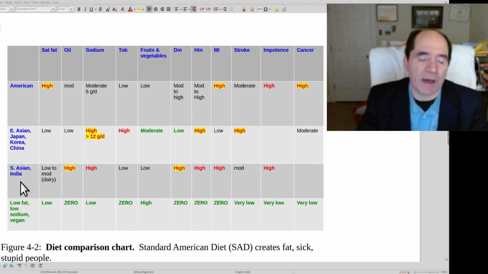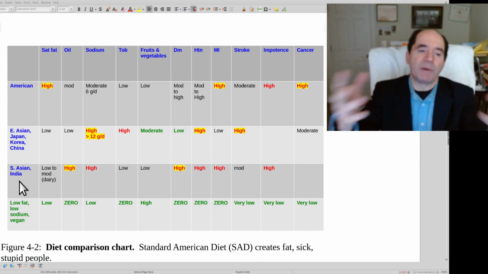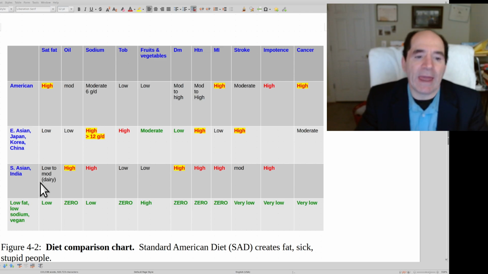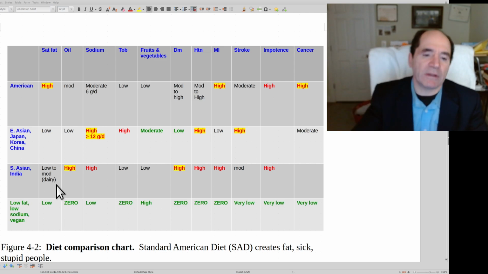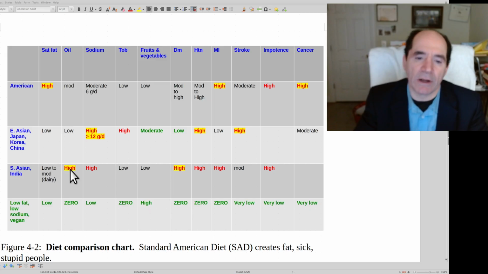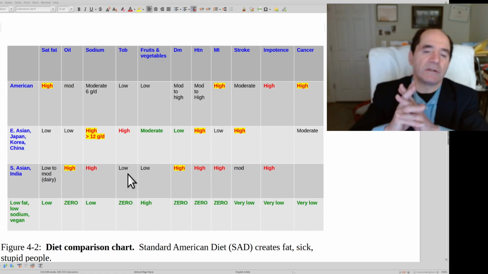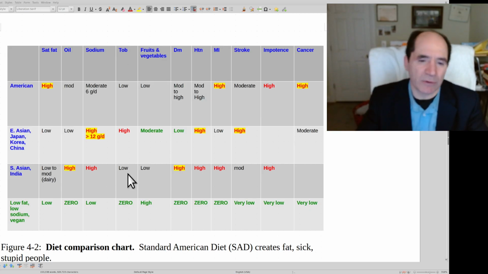Okay. Then the next population will be the South Asian Indian. In the United States, we usually refer to this population as people from India. Okay? They are often quite skinny, but they have a lot of diabetes, a lot of coronary artery disease. And what I think is going on is that they eat too much fried food, and the oil is really toxic to arteries. They eat some ghee, which is dairy, similar to butter. And nowadays, they're having more processed food as well.